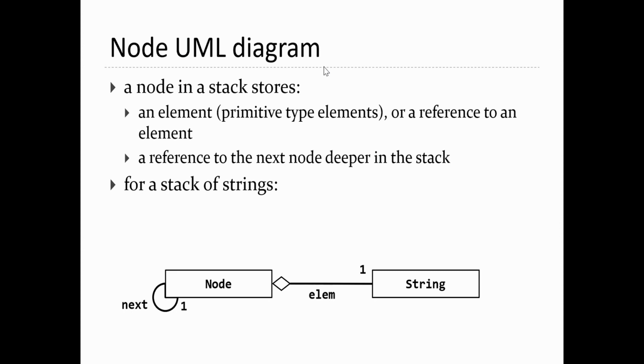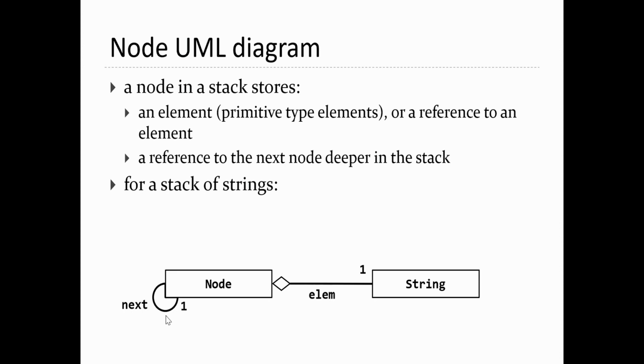Okay, so what's a node look like? Well, every node has a reference to one element. In this case, it's a string. Notice here I'm using aggregation. So a node is made up of one string, but it doesn't own that string. So it's not composition here. It's just aggregation. So we have a reference to another string. I don't own the string. In this case, it's aggregation.